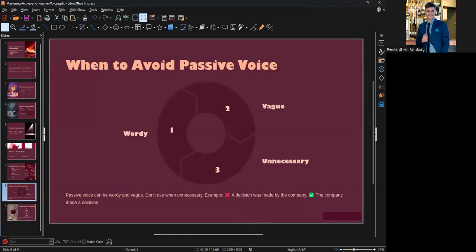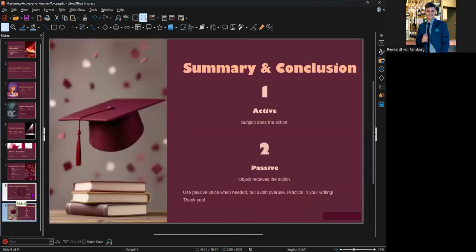Active voice is usually clearer and easier to understand. Again, active voice is usually shorter and it is just easy in general. Okay, then the last one, my last summary.